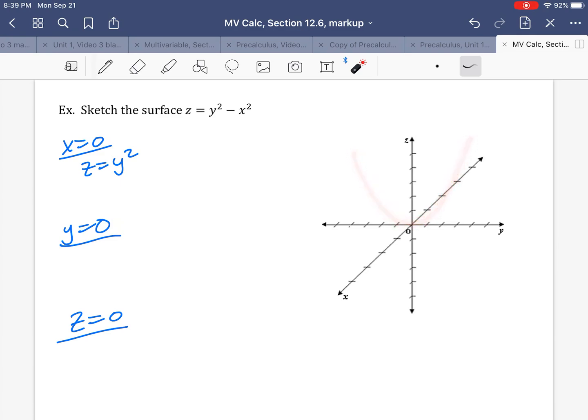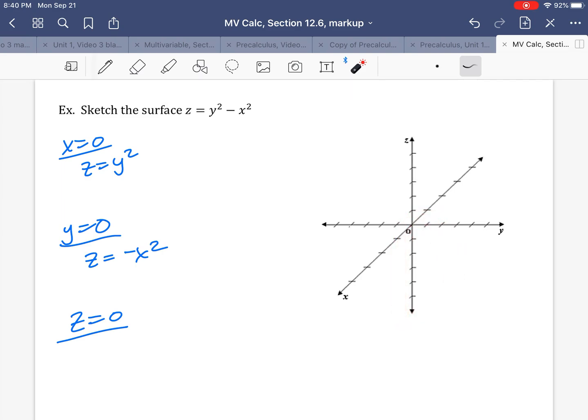Let's see. So it'd be kind of like this. Okay, so it's like that right there. Okay, so just remember that idea. All right, if y equals 0, I would have z equals negative x squared. So z equals negative x squared is going to be a parabola, but it's upside down. So it's going to be like this, if you can imagine it going along the bottom of the z-axis.